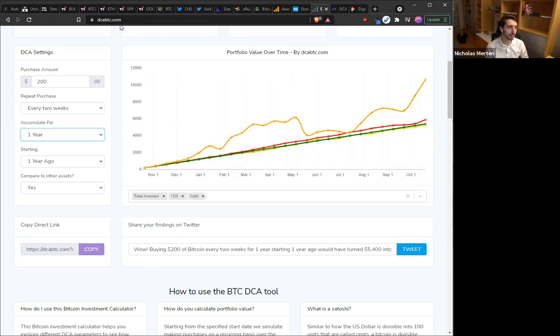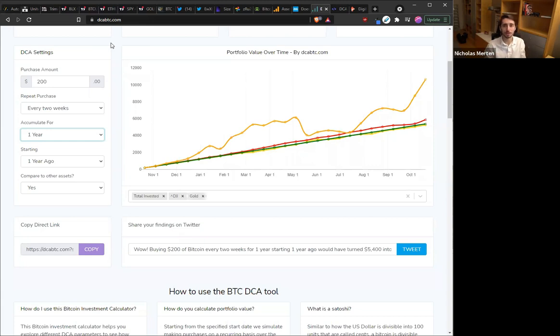This is a website. You guys are welcome to use it. It's called dcabtc.com. It stands for dollar cost averaging Bitcoin, right? So we can start to utilize this tool to track how our performance would be dollar cost averaging into Bitcoin. Now, again, taking a step back, what is dollar cost averaging?